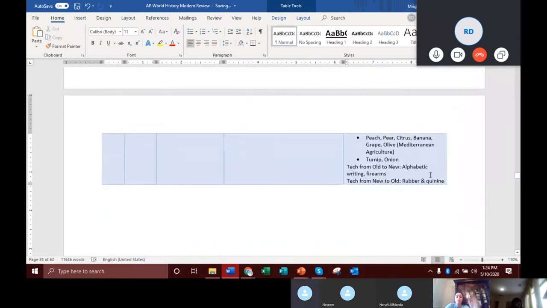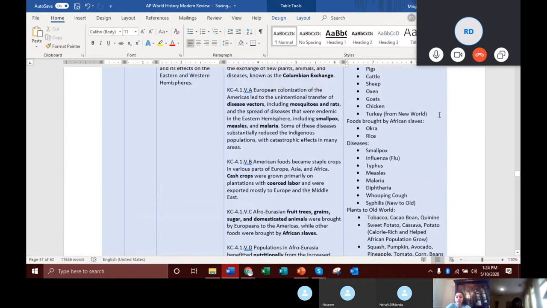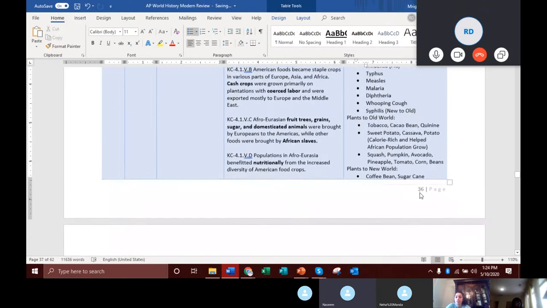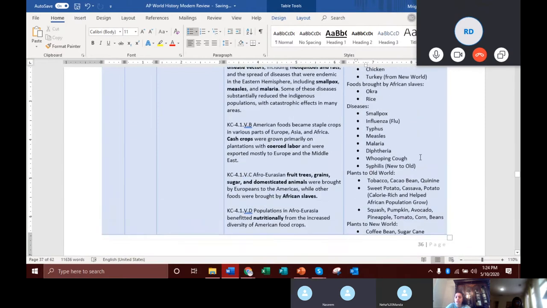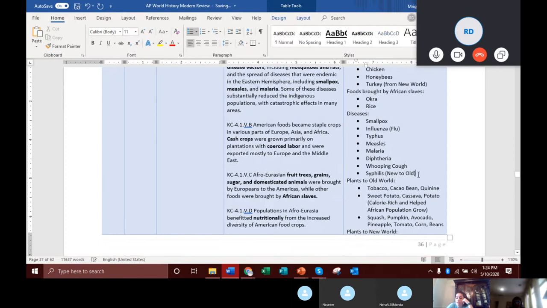Do you want to add more foods? Yeah, we can. Definitely. Okay, tomato. Oh yeah, honeybees, you're right. Were honeybees from the New World or the Old World? The Old World. Okay. From the Old World, there was the honeybee, banana, citrus. Give me fruits.